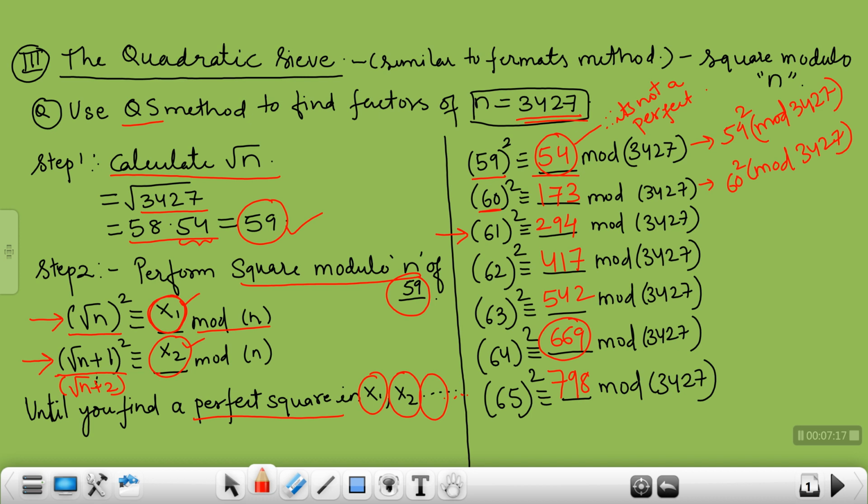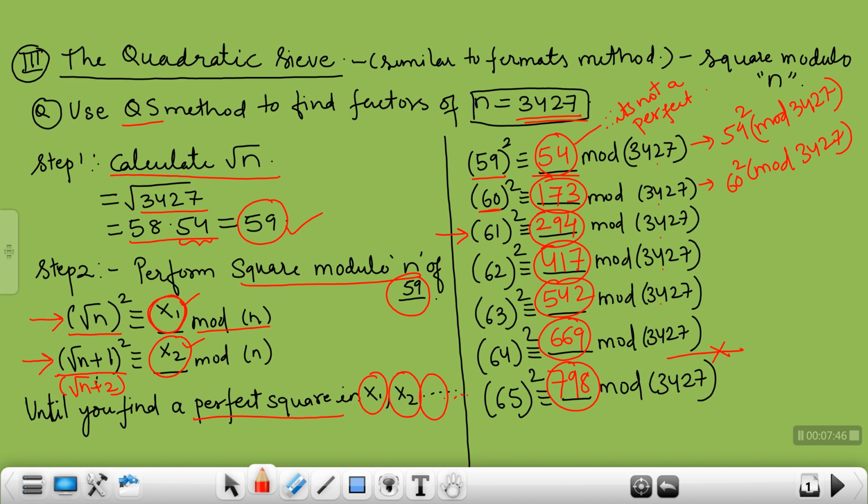So you can solve this up to this point using this method: square root of n, n plus 1, n plus 2, n plus 3, n plus 4, n plus 5. Now, I was calling this a complex method only because of this. If we are not finding any of these numbers to be a perfect square, here we did not find 54, 173, 294, 417, 542, 798 as perfect squares. None of these numbers are perfect squares. So what do I need to do? Do I need to continue? No.